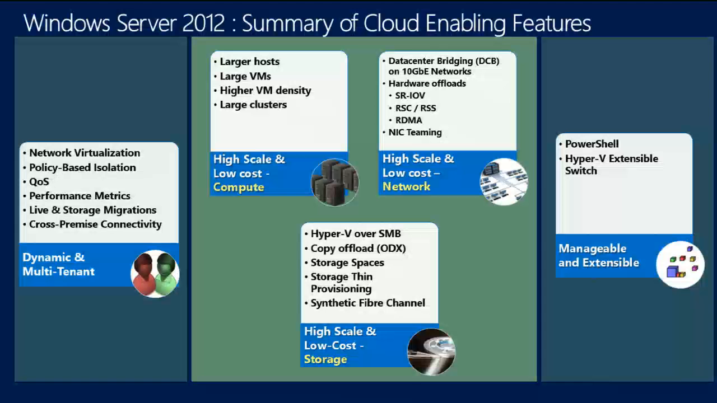If you've been to one of the sessions when we launched Server 2012, this is really what we started to talk about. Going from left to right, in order to make it dynamic, we introduced Hyper-V network virtualization. We introduced ability to isolate between tenants using policies and quality of service policies. We introduced the ability to move VMs and storage around, so live storage migration was new. We introduced the ability to do cross-premise connectivity. All of these things were meant to basically give you the key capabilities for making a dynamic multi-tenant environment.